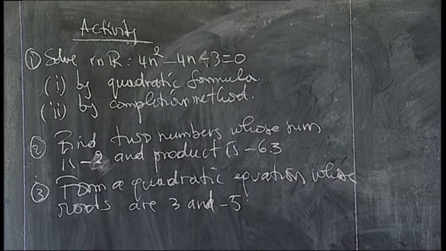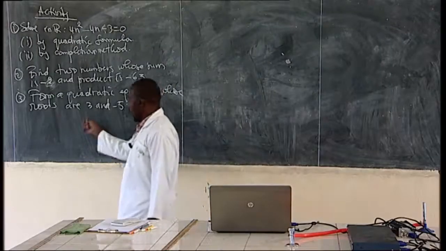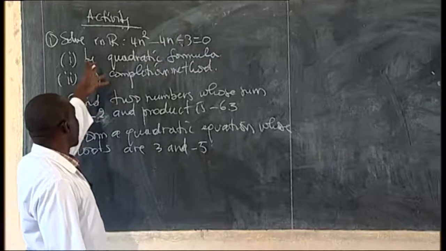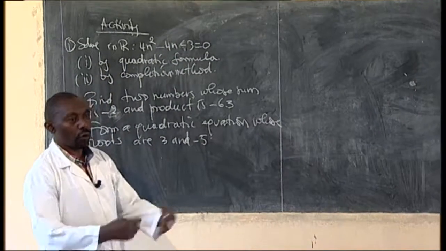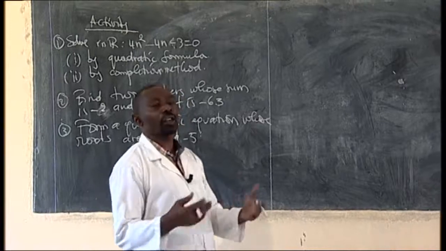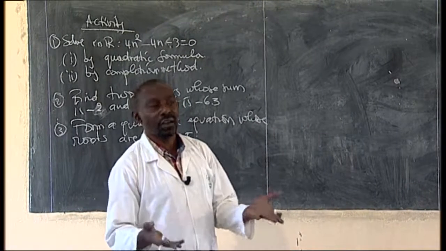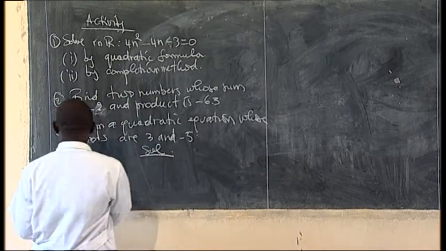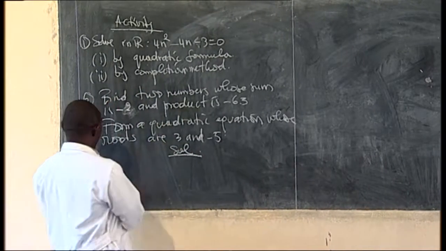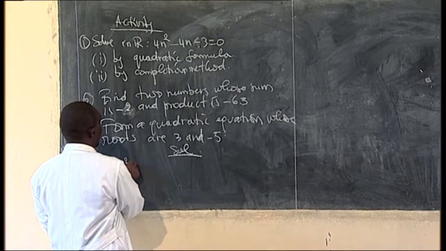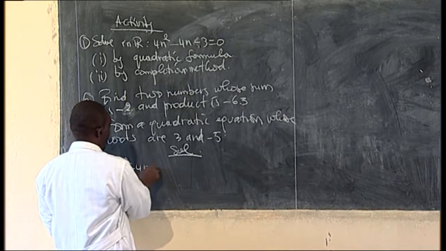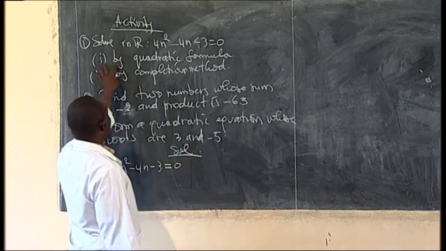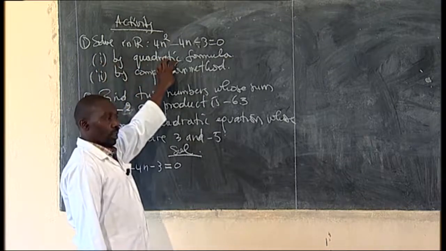Oh, nice. Hope you are done. Please follow on the chalkboard. You're going to solve our equation using these different methods, and of course, you will check if the answer is similar to what you have. Now, for number 1, the equation is 4n squared minus 4n minus 3 equals 0. First of all, we are going to use the quadratic formula.